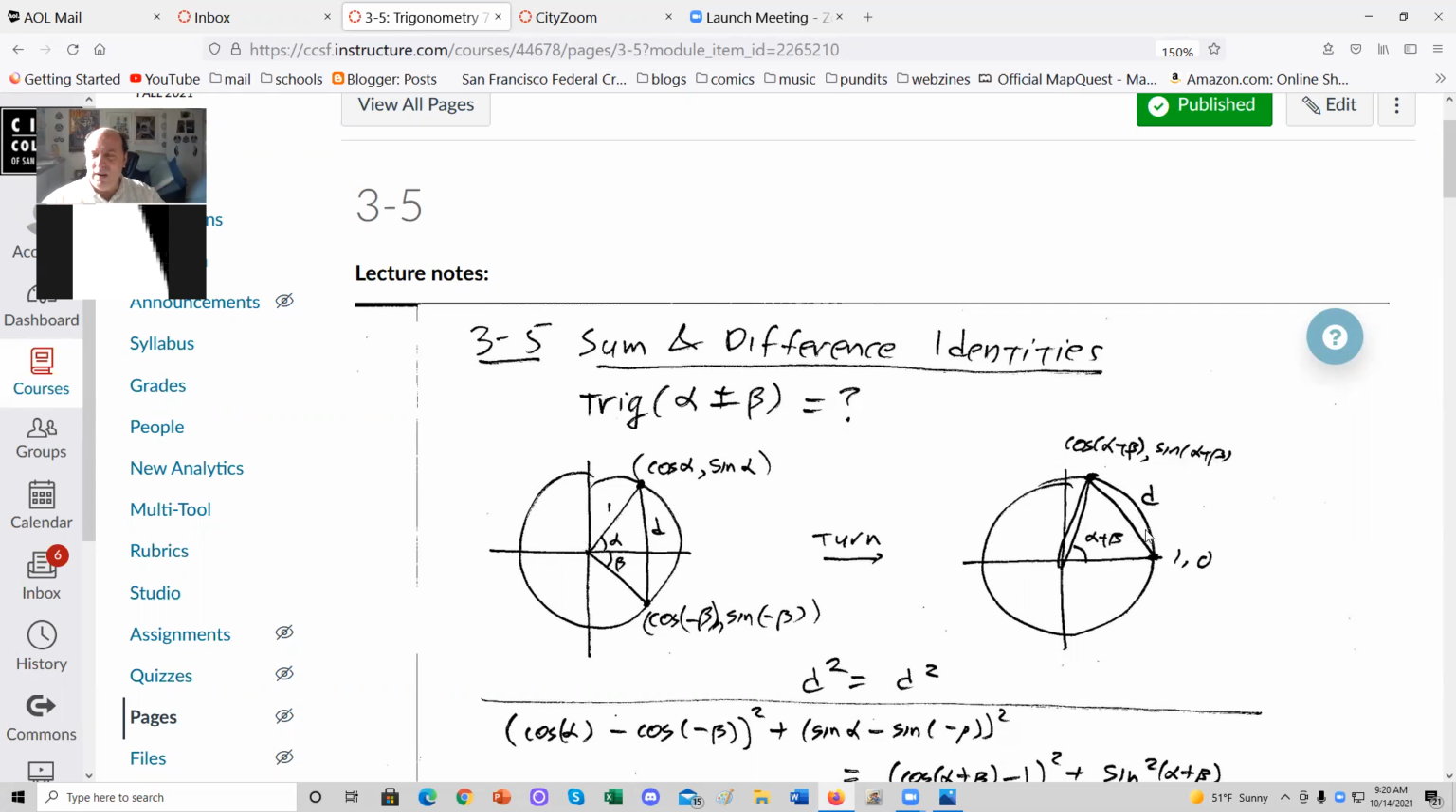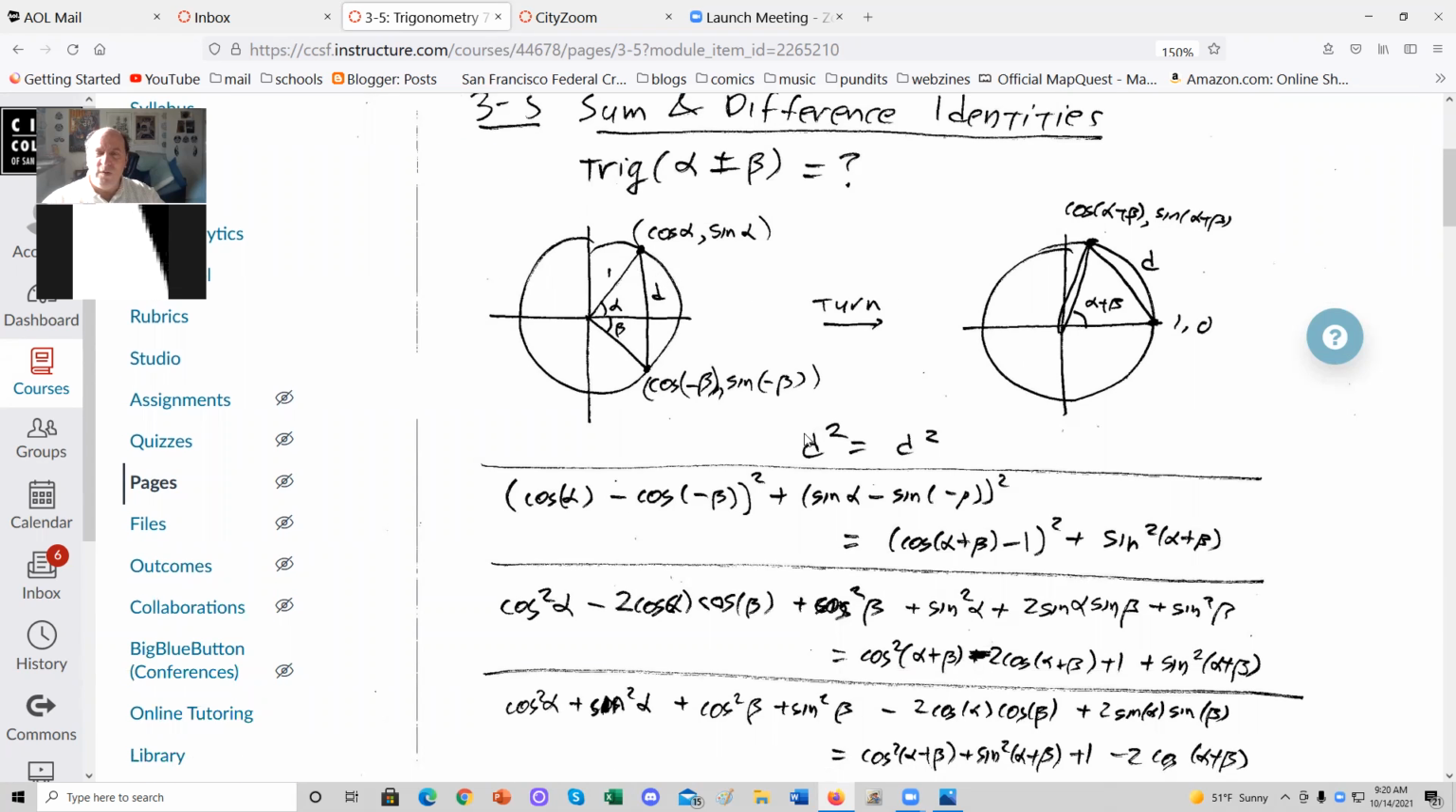That means that this side here and this side here are the same. This distance d is the same as this distance d. So their squares are the same. d squared here is the same as d squared here. Now d squared, between 2 points, you can find by taking the sum of squares of differences. So for example, here this d squared is the sum of cos alpha minus cos negative beta squared plus sine alpha minus sine negative beta squared of this side here. And it equals d squared here, which is cos alpha plus beta minus 1 all squared plus sine alpha plus beta squared. So we have this identity.